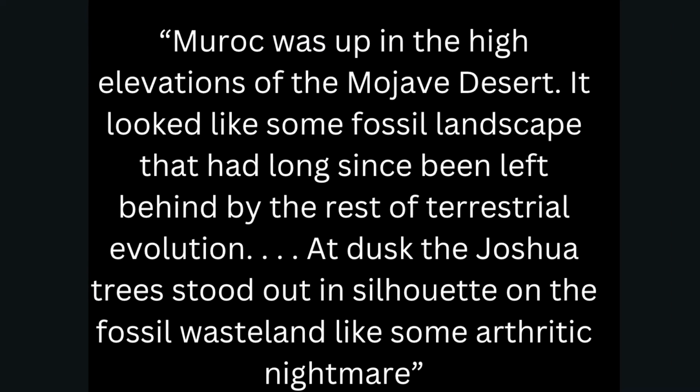You know, you could call it intuition, but if you don't have the axiomatic knowledge in your head, you can't have those flashes. So here is Tom Wolfe's initial passage in his novel, The Right Stuff. Quote, "Murrock was up in the high elevations of the Mojave Desert. It looked like some fossil landscape that had long since been left behind by the rest of the terrestrial evolution. At dusk, the Joshua tree stood out in silhouette on the fossil wasteland like some arthritic nightmare."